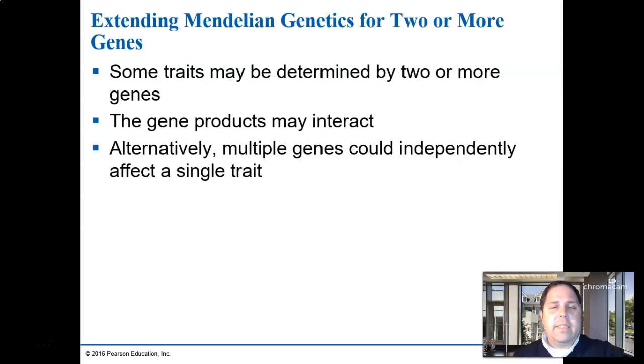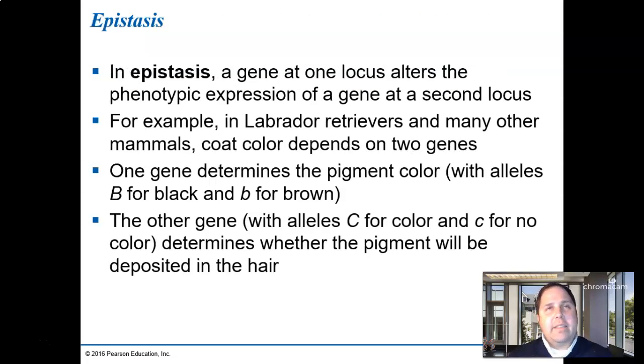All right, so let's extend this even more. If we add 2 or more genes, so now we're not talking about multiple alleles per se, we're talking about multiple genes, polygenic traits. The gene products might interact and create something different. A classic example of this is epistasis. A gene at one locus will alter the phenotypic expression of a gene at a second locus.